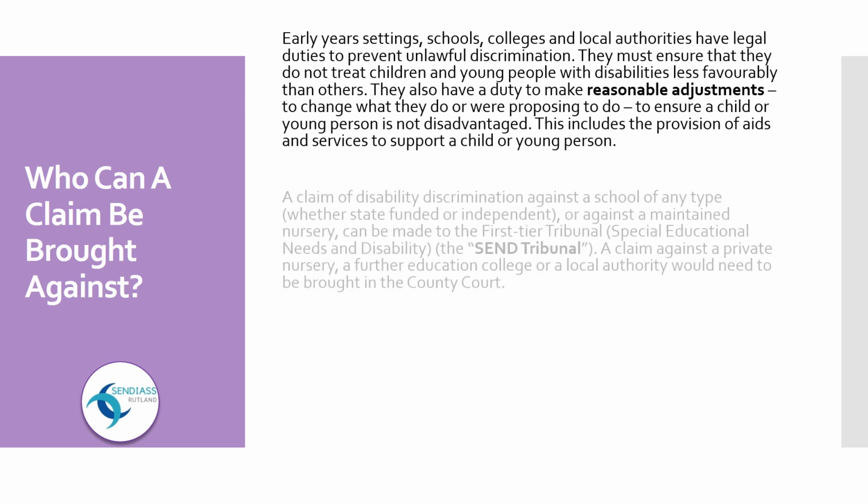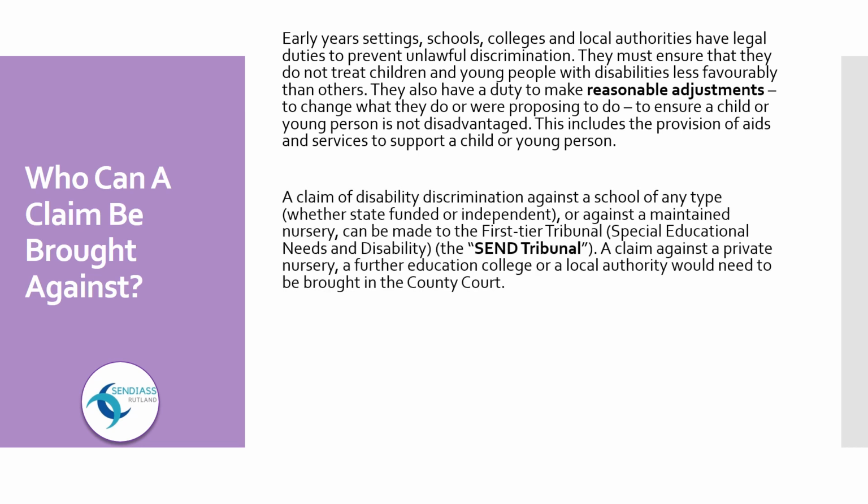A claim of disability discrimination against a school of any type, whether state-funded or independent, or against a maintained nursery can be made to the first-tier tribunal, Special Educational Needs and Disability, or the SEND Tribunal. A claim against a private nursery, a further education college, or a local authority would need to be brought in the county court.